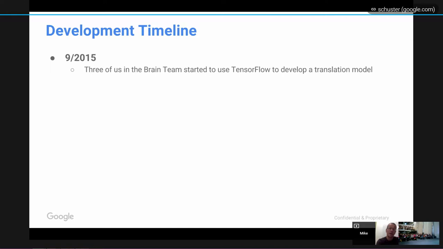Okay, so just to show you what the development timeline at Google was, in September 2015, three of us in the Brain team started to use TensorFlow to develop a translation model. And then in about January 2016, so just like 3 to 4 months later, we had state-of-the-art results on this relatively small WMT benchmark database. And that gave us a lot of confidence that this would work also for much, much larger databases, like for the Google Translate data, which is about 100 to 1,000 times more data than the WMT database.